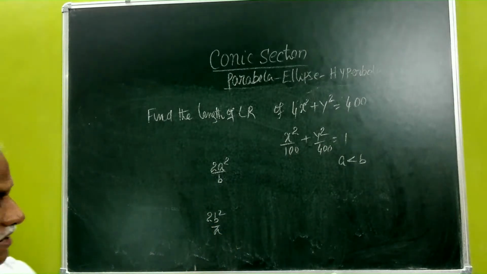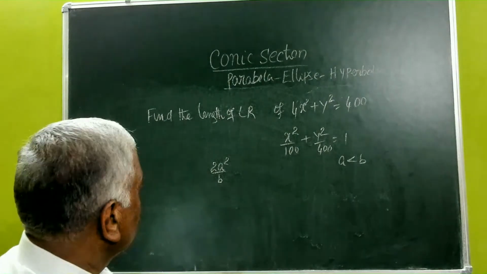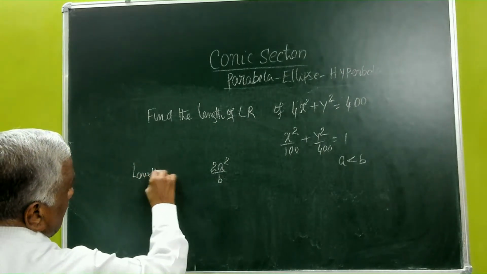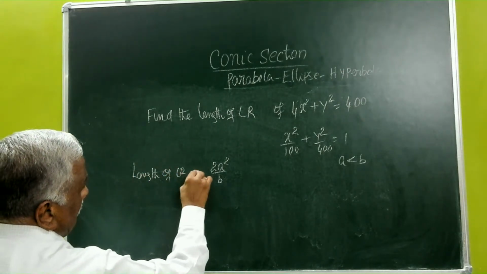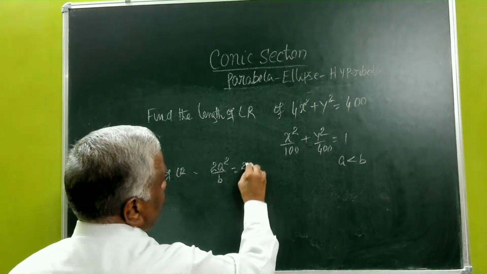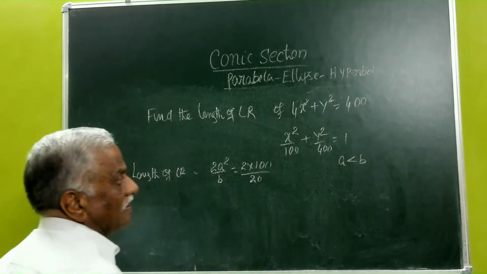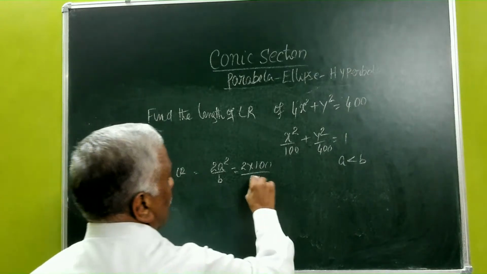What's the instruction? Interchange A and B because second type. So length of LR is equal to 2 into A square, 100, by B, 20. So it's 10.